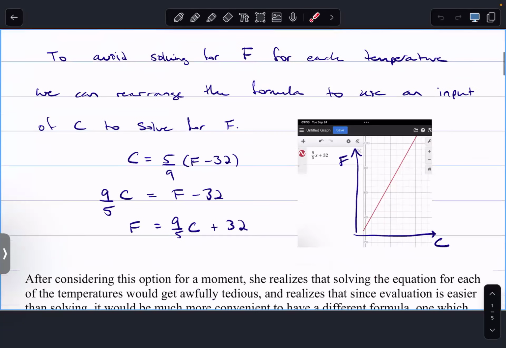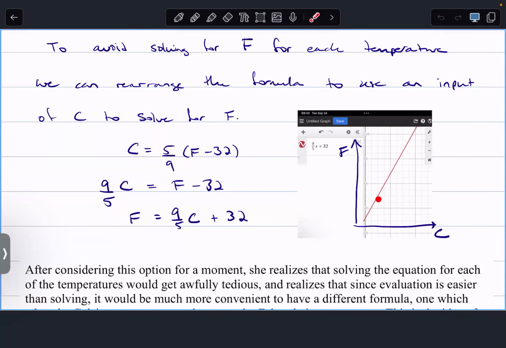So this is a linear function, right? Because there's just one input. If we're trying to solve for the Celsius, then we can put in the Fahrenheit and solve for the Celsius. So we have one input and we rearranged it to solve for F. So we can put in any Celsius and solve for the degrees Fahrenheit.